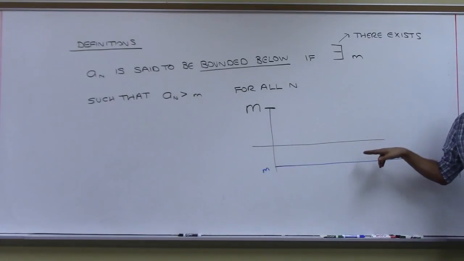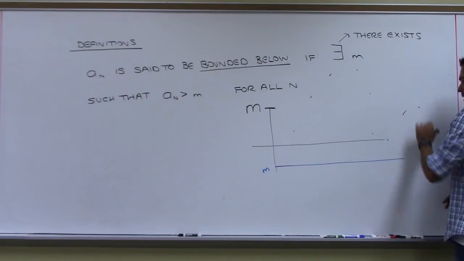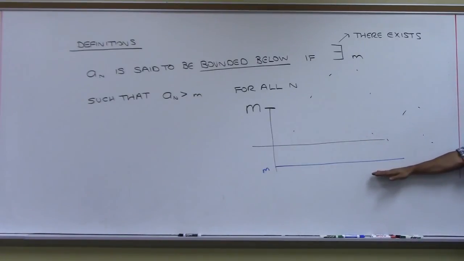This is the picture for bounded below. Your sequence could be doing all sorts of stuff. It's just got to always stay above that line. Then it's got a lower bound to it.